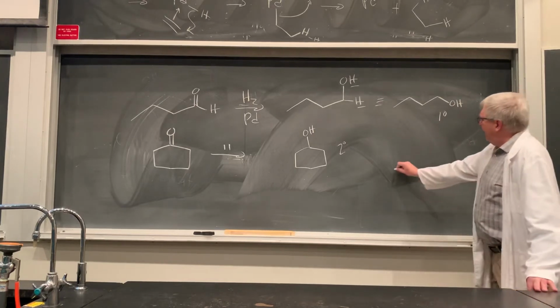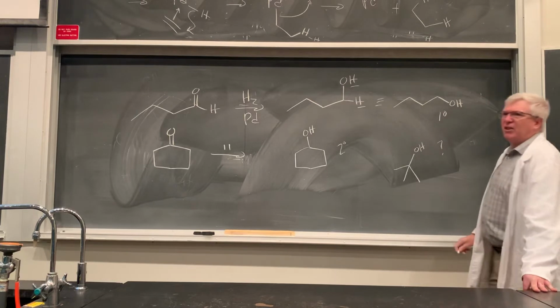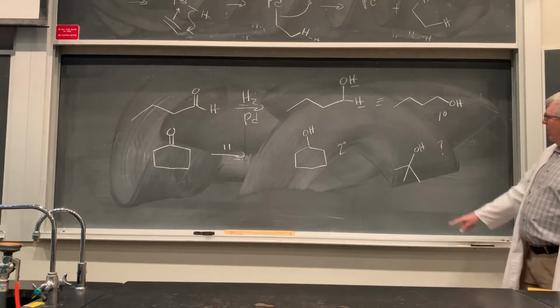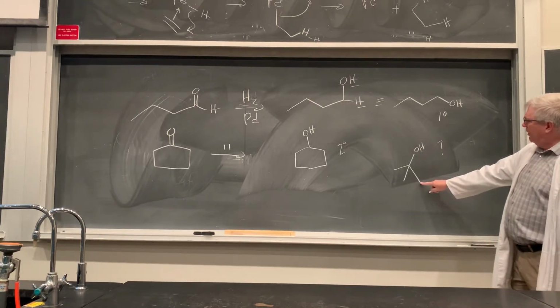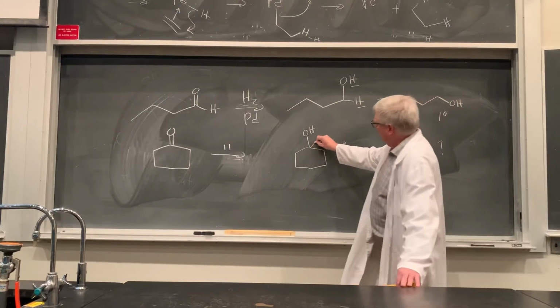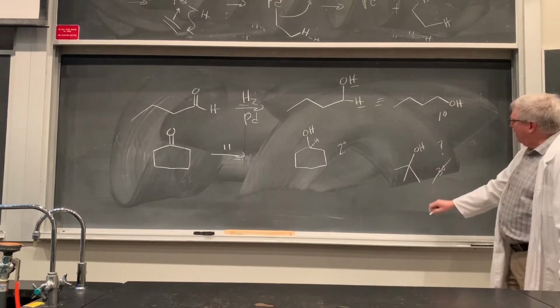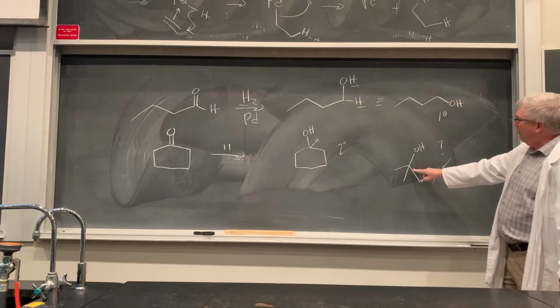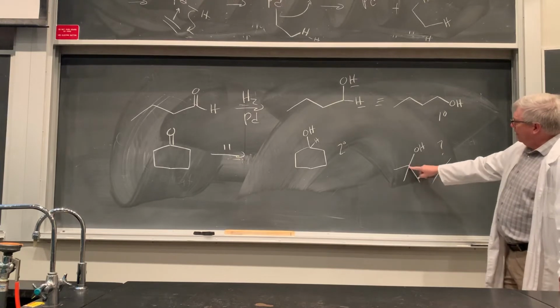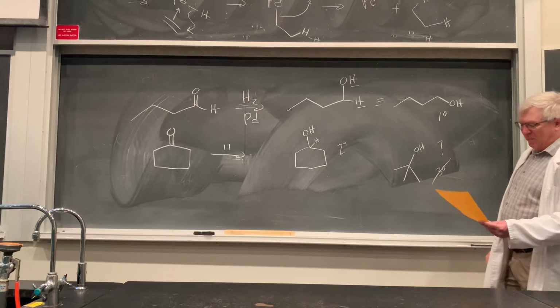Can we do a tertiary alcohol from a carbonyl reduction? Let's see. No, we need at least a hydrogen here to do that. So we can do secondary, you see from here. But looking at the structure of a tertiary alcohol, we can't make that from a hydrogenation. Why? Because there's no second hydrogen here. So mechanistically we're limited at that point.